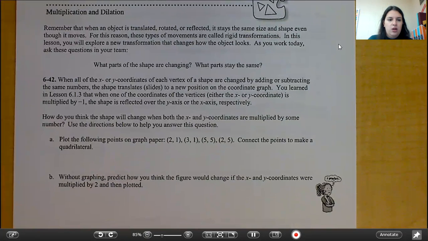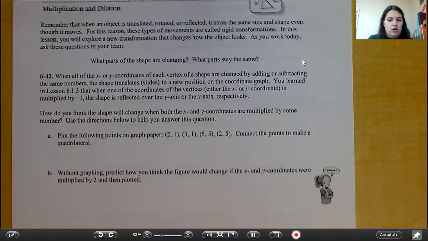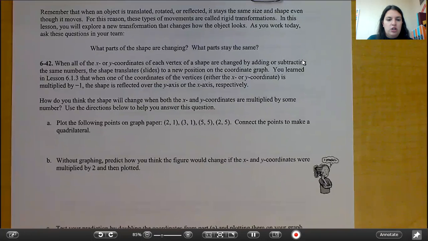Problem 642. When all the x or y coordinates at each vertex of a shape are changed by adding or subtracting the same numbers, the shape slides to a new position on the coordinate graph. You learned in lesson 613 that when one of the coordinates of the vertices, either the x or y coordinate, is multiplied by -1, the shape is reflected over the y or x axis respectively. How do you think the shape will change when both the x and y coordinates are multiplied by some number? Use the directions below to help you answer this question.